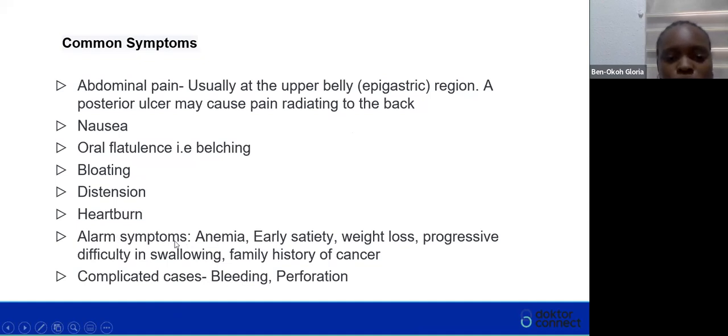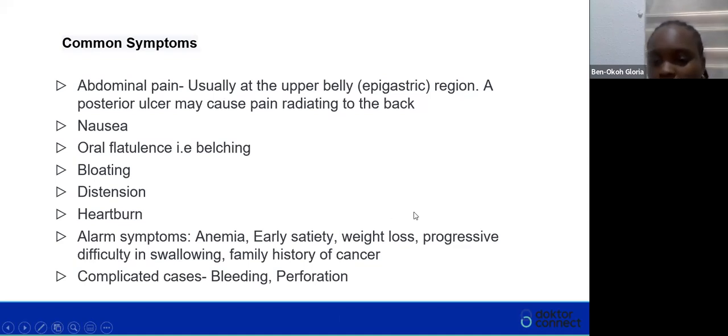And so the person will need to go to the hospital as soon as possible. Another one could be the person is eating very little and is getting satisfied. And remember that these peptic ulcers, in complicated cases, once it goes on for a very long time, can actually transform and then become cancer.